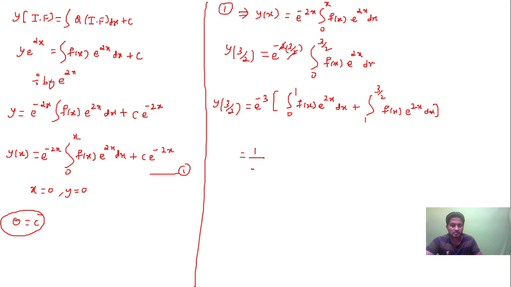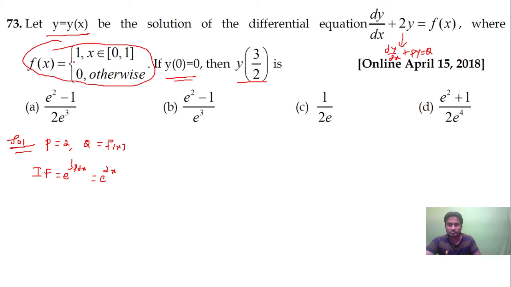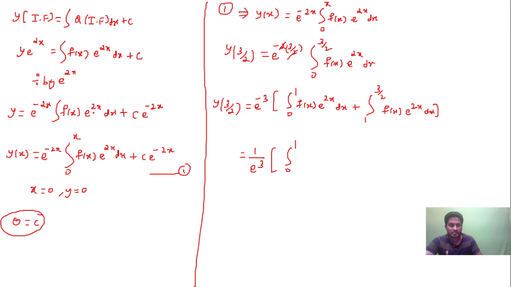e to the power of minus 3 is 1 by e cube. Okay, this is 0 to 1. It's already mentioned that between 0 and 1, f(x) is 1. So this is f(x) is 1, you get only e power 2x.